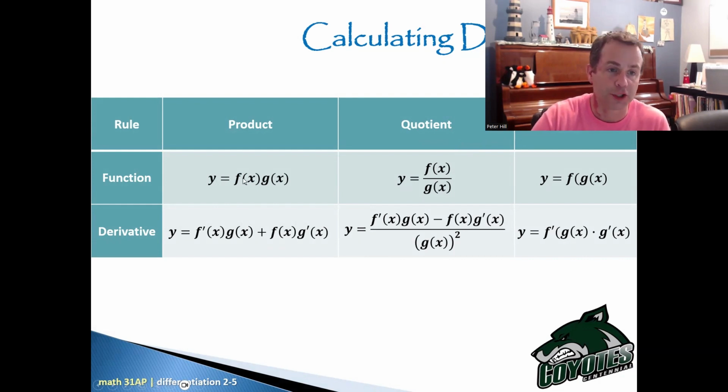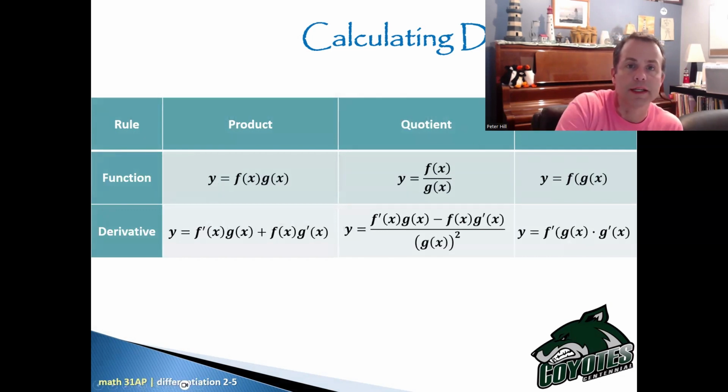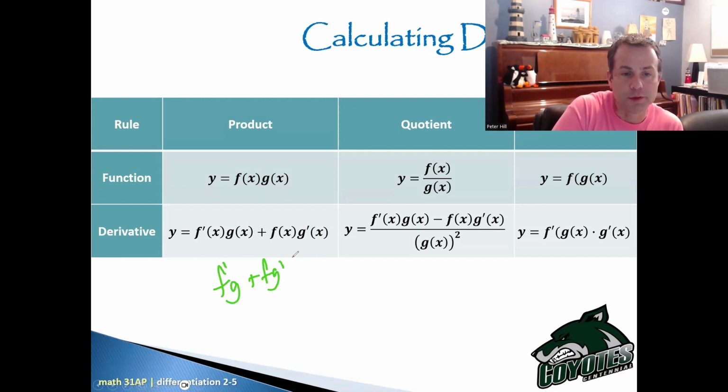We've got the product rule, the quotient rule, and the chain rule. So if y equals f of x times g of x, so it's like 2 functions being multiplied together, the derivative of that would be the derivative of f of x times g of x plus f of x times the derivative of g of x. And remember, we often will go fg plus fg, and then just derivatives on the outside there.